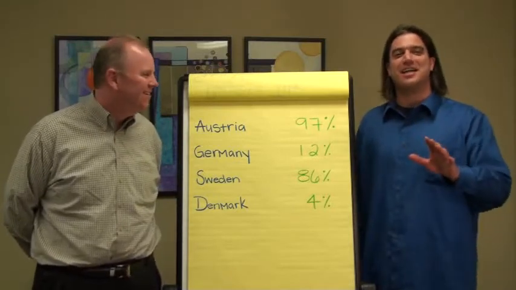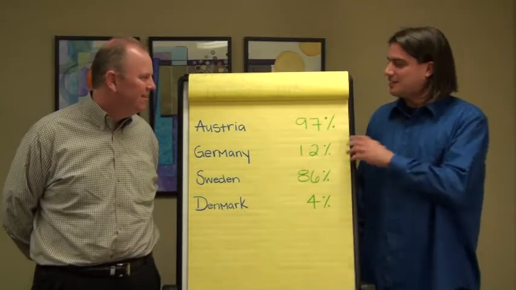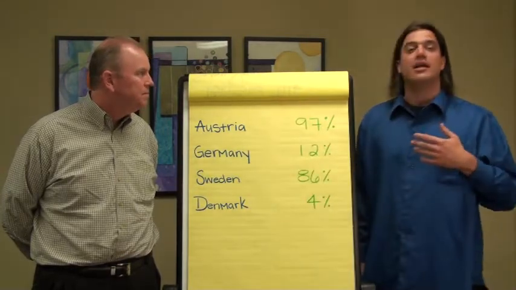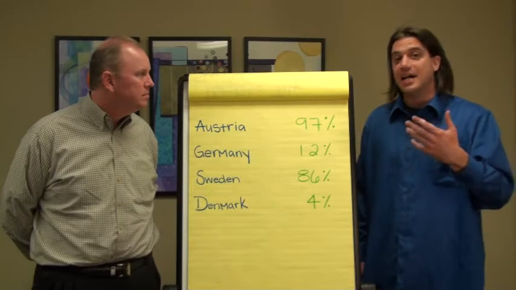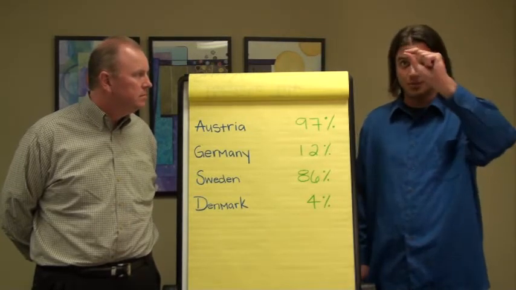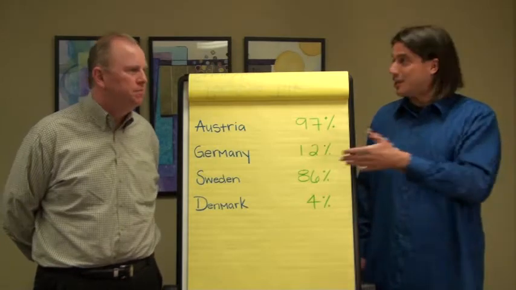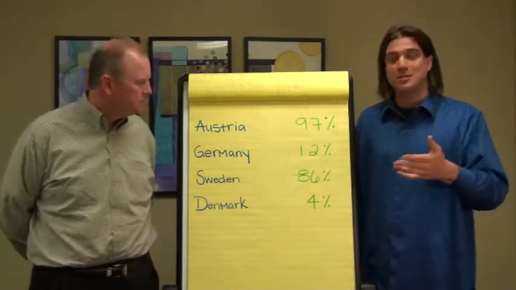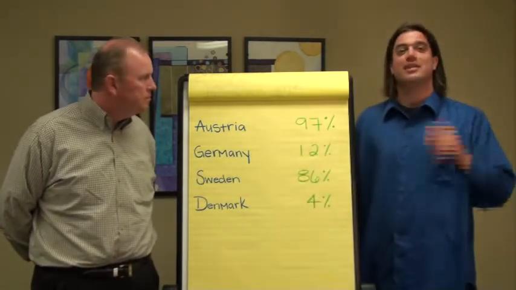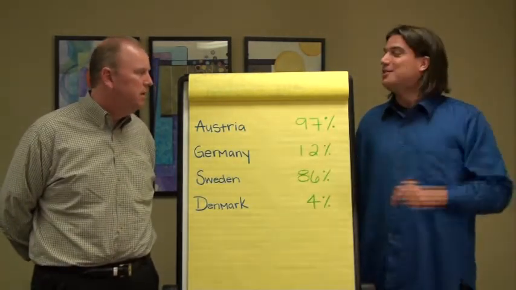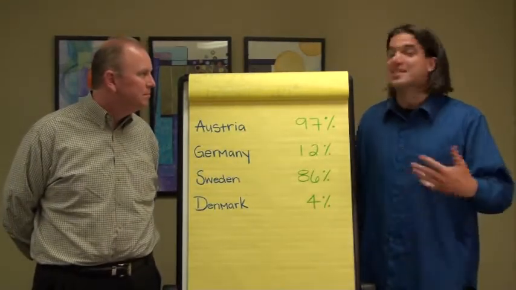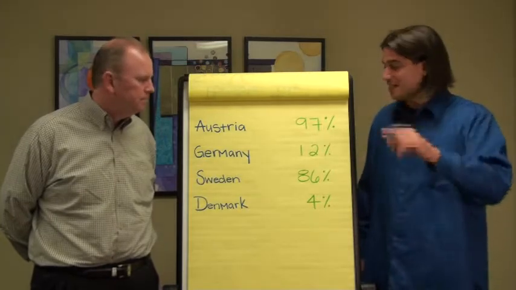The difference is explained entirely by this fact. At the time this study was done, in Austria and Sweden, if you wanted to not be an organ donor, you had to check a box that said no. So you had to elect out. You were assumed to be an organ donor unless you said no. Okay. In Germany and Denmark, you had to check a box that said yes. Elect in. You were assumed to not be an organ donor unless you checked a box yes.